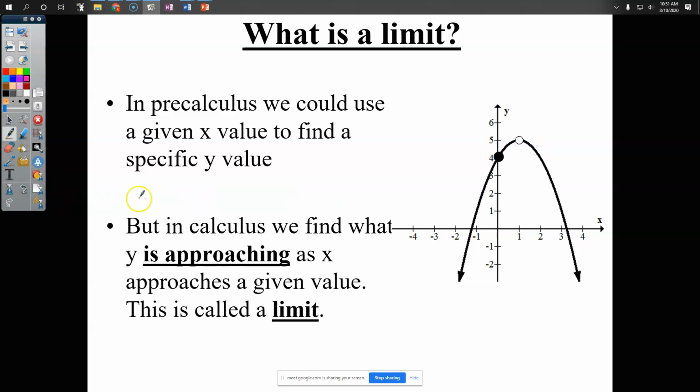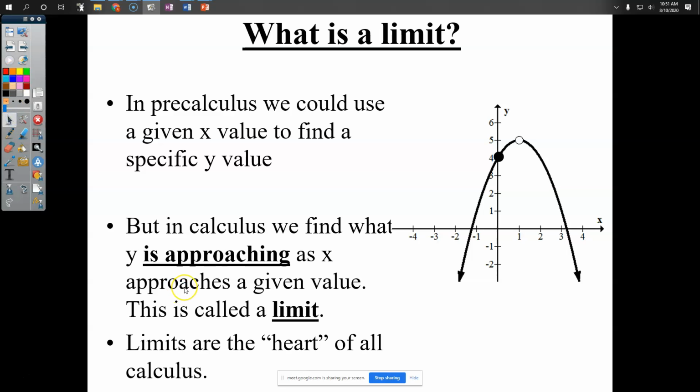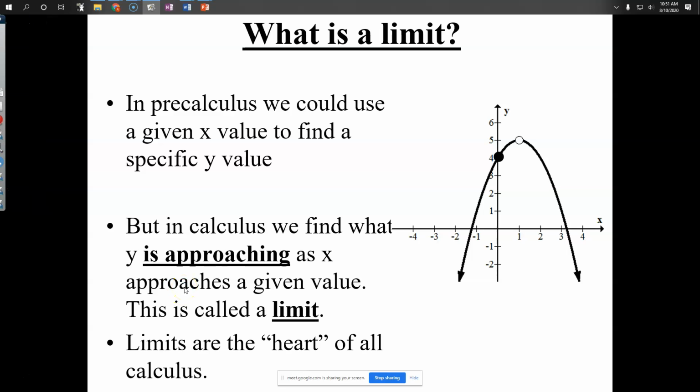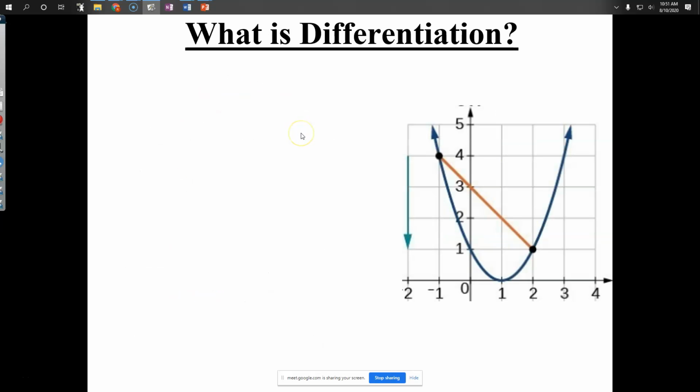So limits are the heart of everything we're going to be learning. Like I told you, we're going to talk about something else called differentiation and integration. Well, neither one of those would exist without limits. So limits are the heart of all calculus. So let's talk about differentiation.